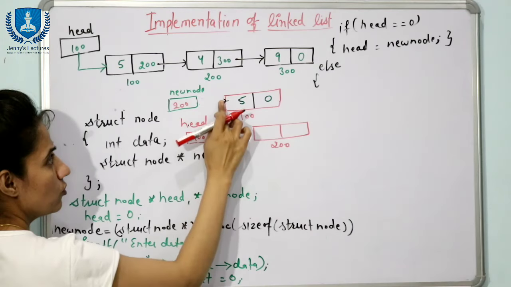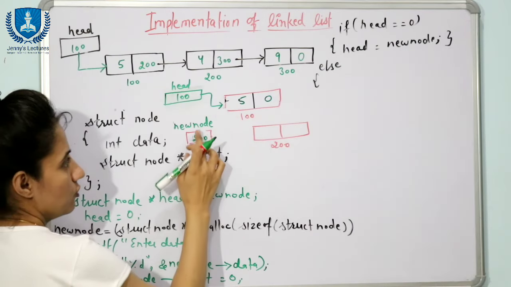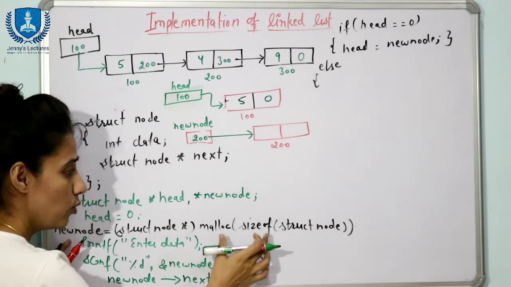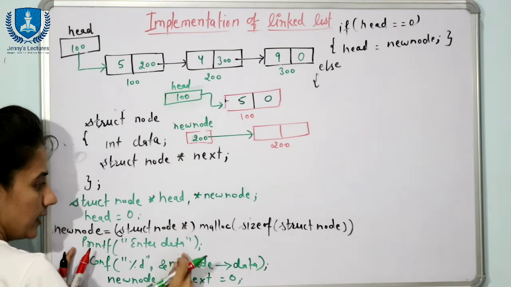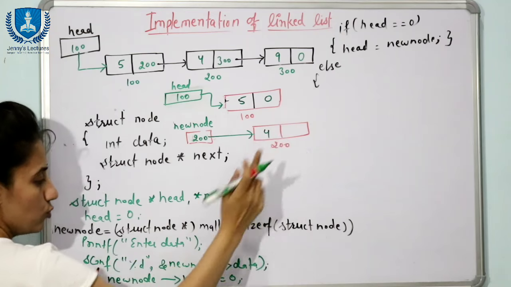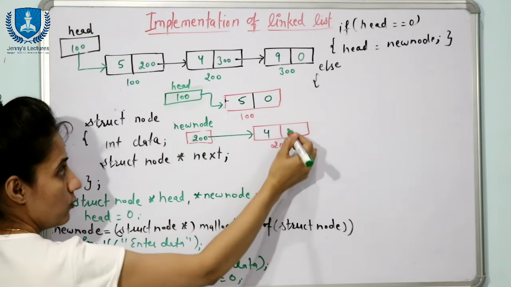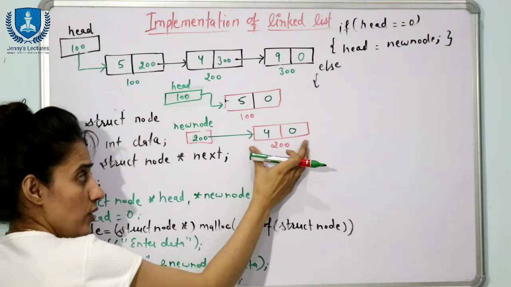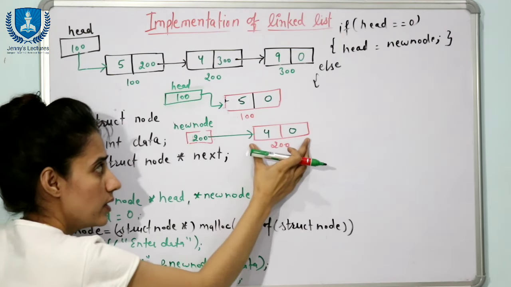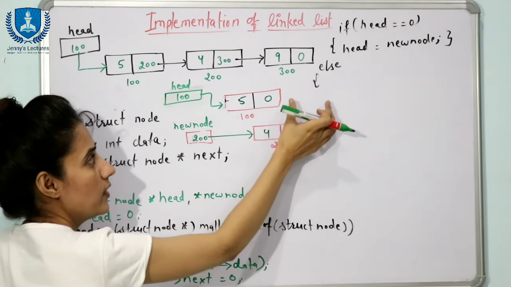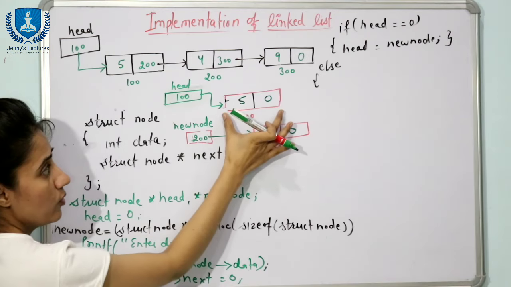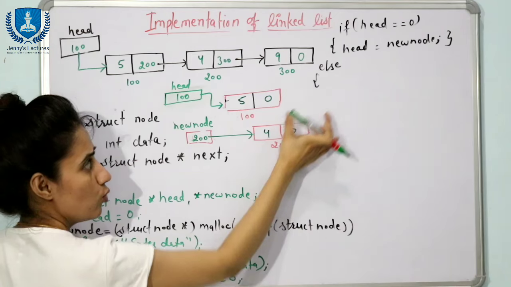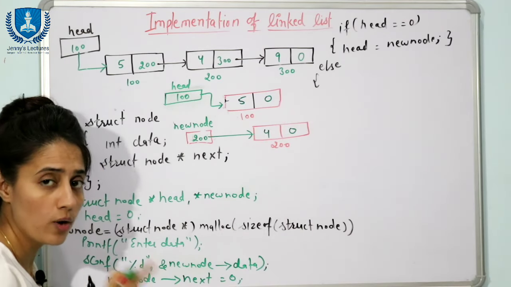So now in this new node we have 200, and this is not going to point here now. Suppose this is our new node and it now points here because we have created one more node. Now we are going to enter the data. Suppose we have entered 4, so 4 is stored here, and in the next part we store 0. Right. So now we have created one more node and we are going to insert it in the list also, because here we have only one node in the list, head and this one. So here we are going to store this new node. So you have to update the pointers.